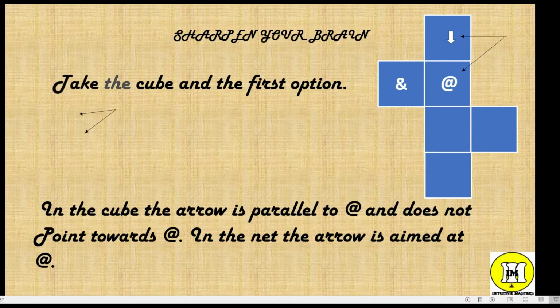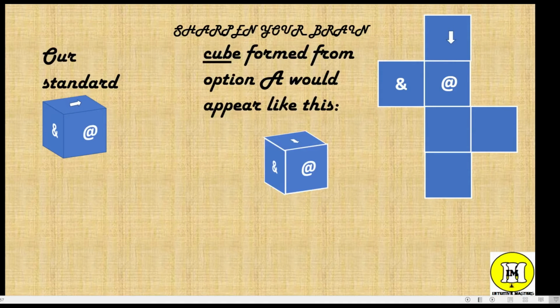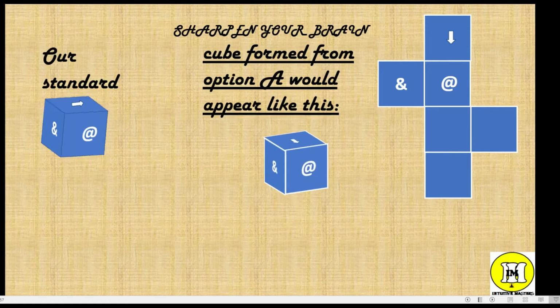Take the cube and the first option. In the cube the arrow is parallel to the at and does not point towards it. In the net the arrow is aimed at it. Cube formed from option A would appear like this. Option A is wrong.